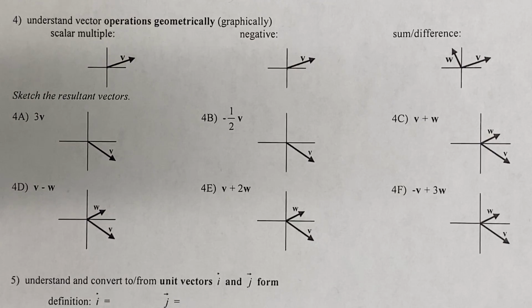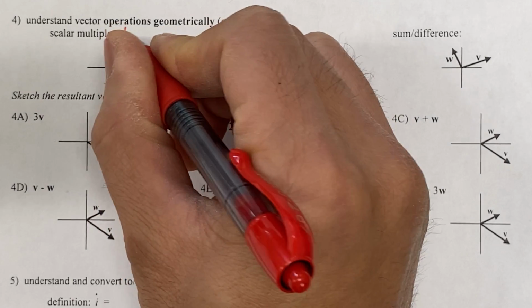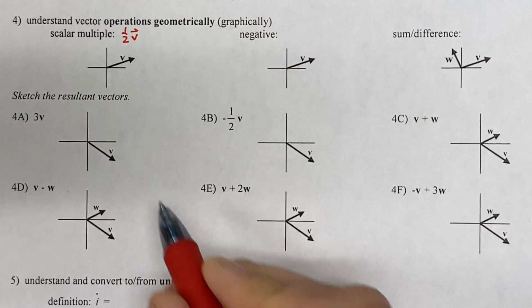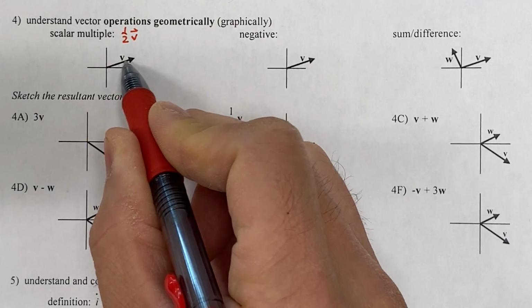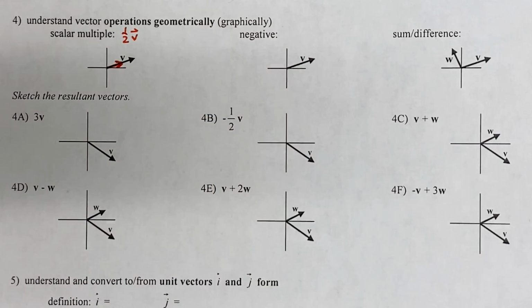Finding the resultant vector graphically is basically just taking the picture that you have and scaling it, stretching it, shrinking it, or reversing it by the specified value. So for example, if I had vector v here and I wanted you to graph 1/2 of vector v, it basically means here's my vector v, I just want half the length, so my answer would be just this.